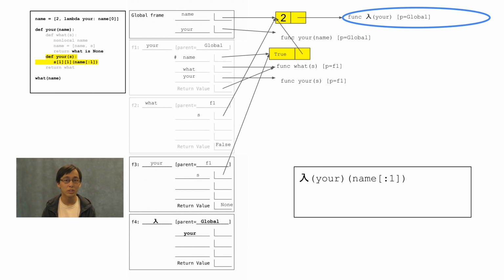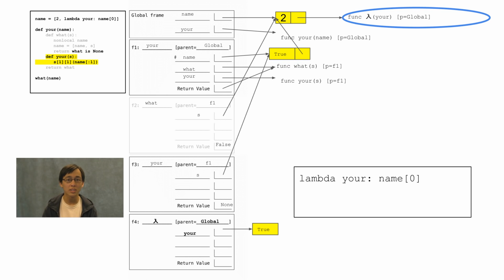So we look at the frame we called the function in, f3, to see if name is in here. Nope. All right, so let's look in the parent. Okay, there we are. Name is this list, and the 0th element is true. So in f4, your is going to point to a list that just has true. Now we can execute the function.